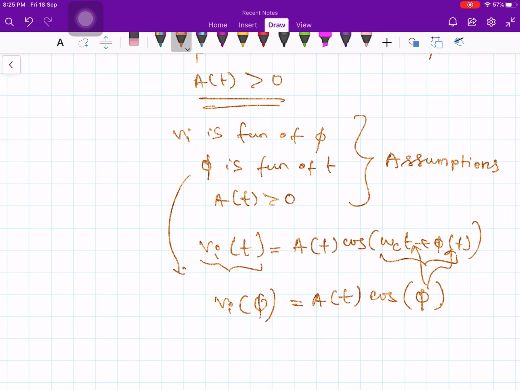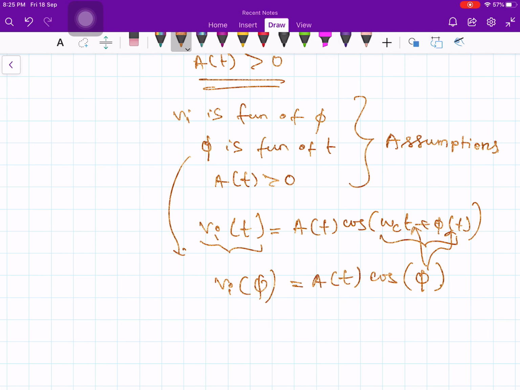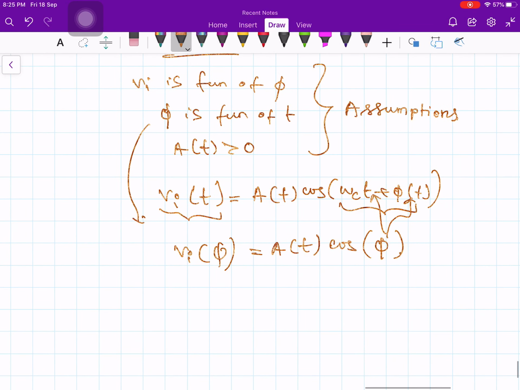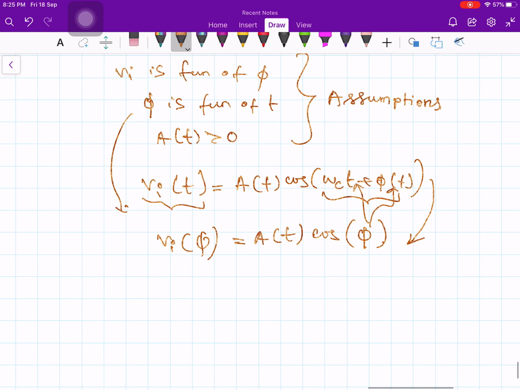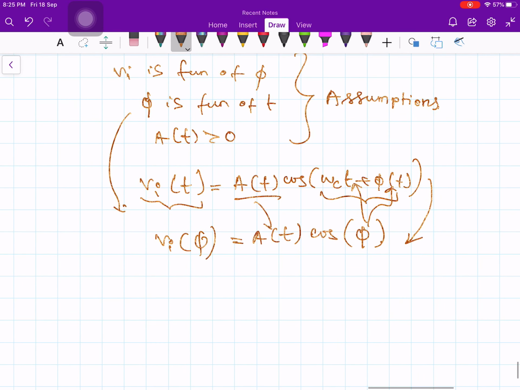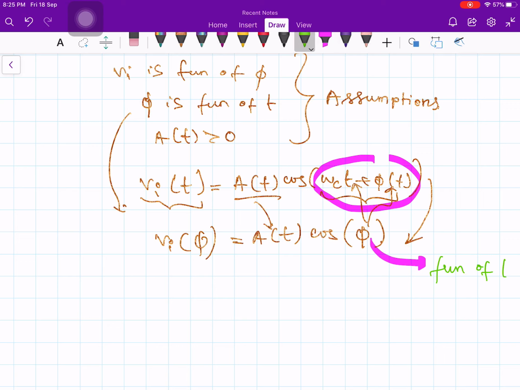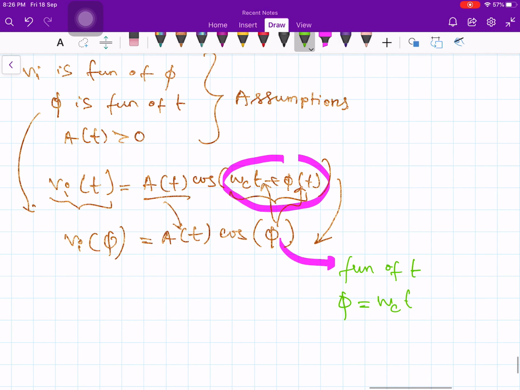Okay, now let us try to understand this function a little bit. So this is the transition I am doing here, so please remember that. A of t I am writing as it is, but this whole argument I am writing as phi, and this phi is again a function of time t. Therefore this phi is equal to omega ct plus phi of t, and phi of t we know what it is.